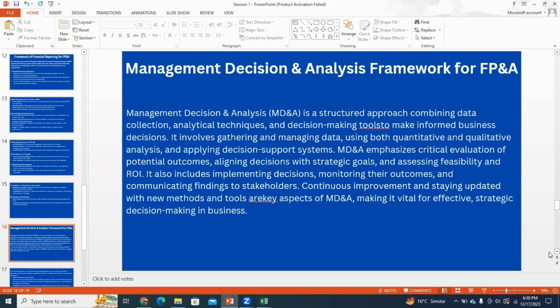It says management decision analysis is a structured approach combining data collection, analytical techniques, and decision-making tools to make informed business decisions. Yes, it's a complete process, as in computer technology. We will be looking at that side by side as well. We have input, then we process that input using different techniques, and we get the output of our desired result. So here, we combine data that comes under input. We collect data, which comes under input, then we process it.